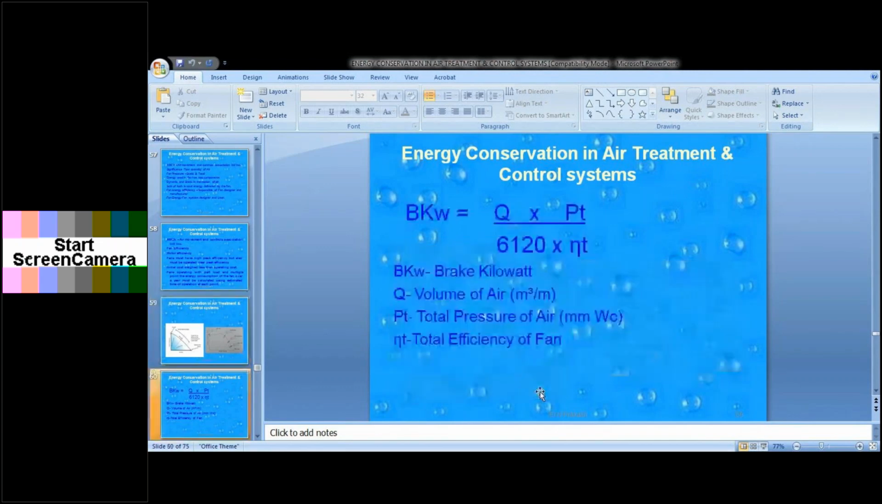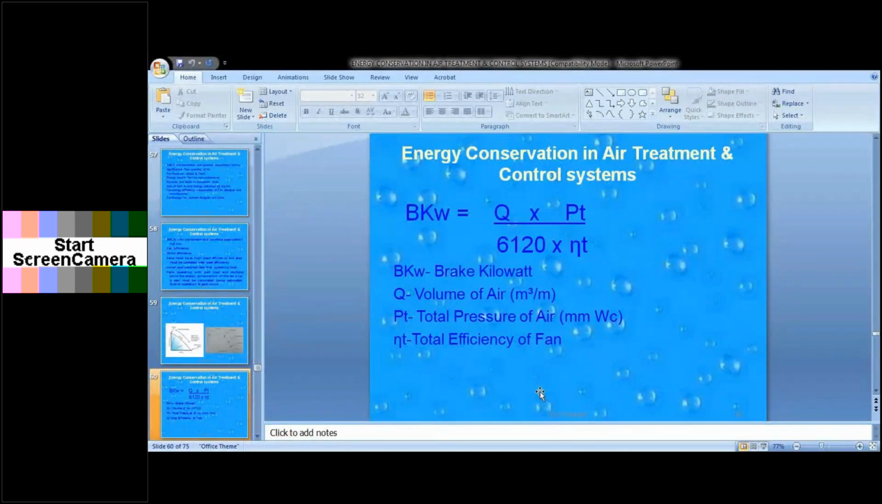So just to understand the things, as you all know the fan, how the brake kilowatt is arrived: Q into total, that is Q is the volume of air in meter cube per minute, and total pressure of the air measured in the water column, and the total efficiency of the fan. So if you know the kilowatt and the efficiency of the motor, you can find the brake kilowatt. So indirectly, you can cross multiply and find the efficiency of the fan. Mostly the efficiency of the fan nameplate will be there. With the nameplate, we can arrive at the brake kilowatt.